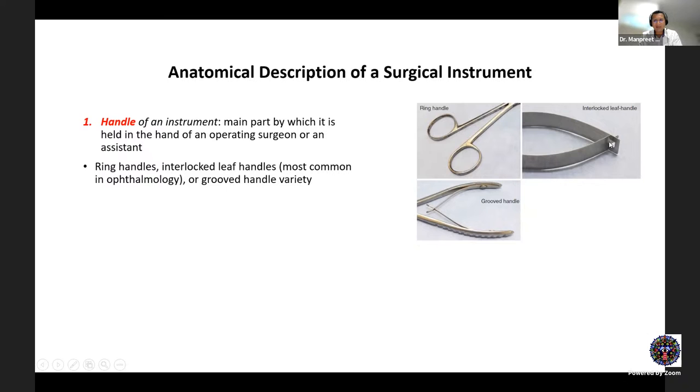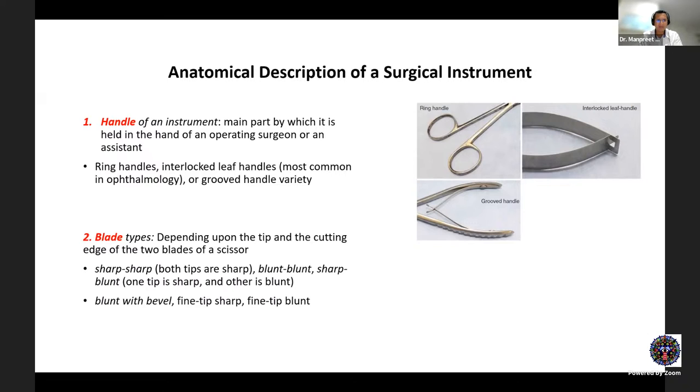This is the handle. And the self-retaining system, mainly in ophthalmic or finer instruments, where we need not put much stress over the intrinsic muscles of the hand. And another one is the grooved handle variety. This is mainly for the awls or punches or rounders to deal with harder tissues like bone. So these are the handles by which the instrument is held by the surgeon or the assistant. So the first thing you want to describe in front of the examiner, just tell them that this is the handle.